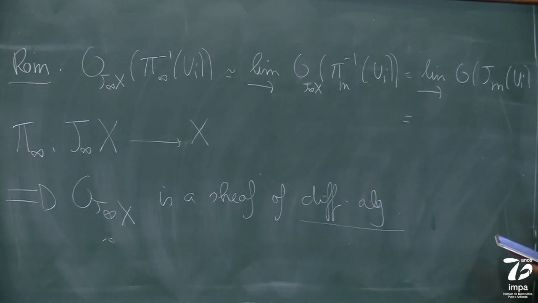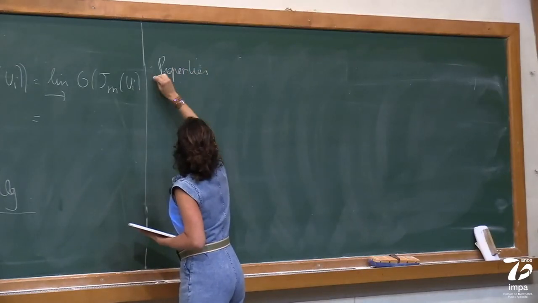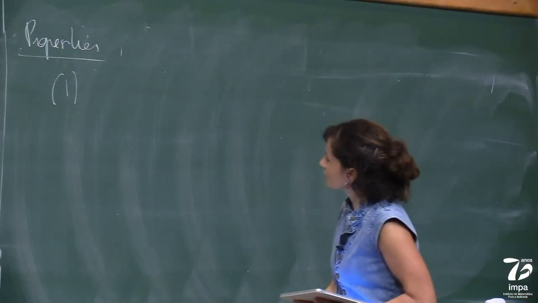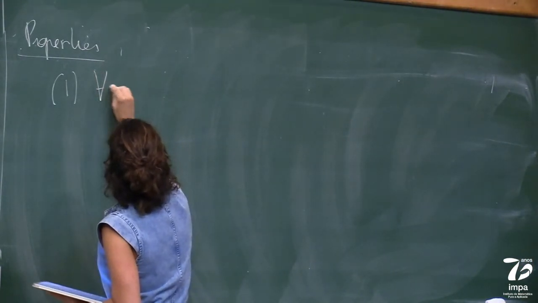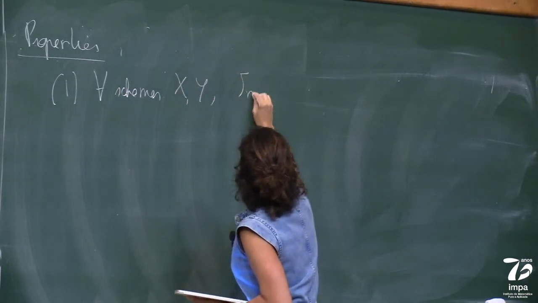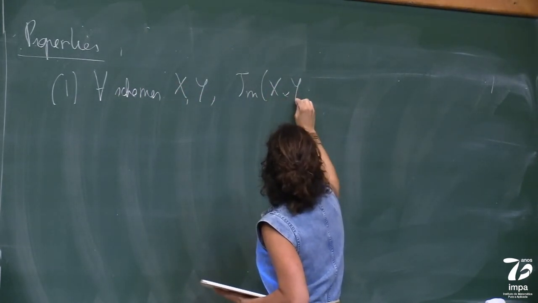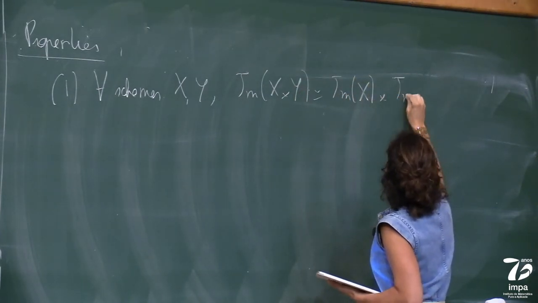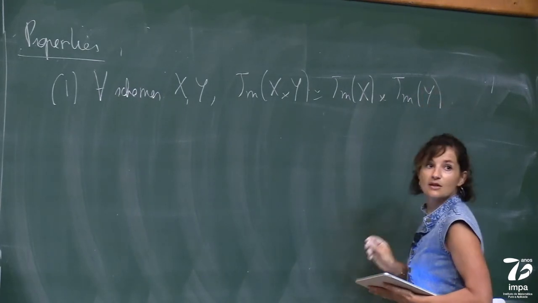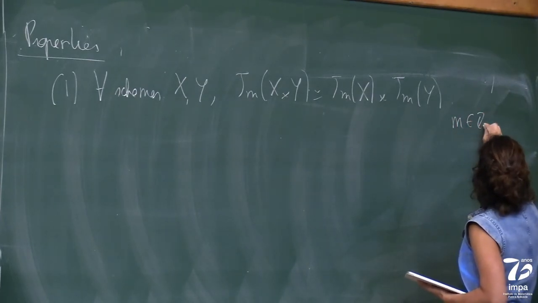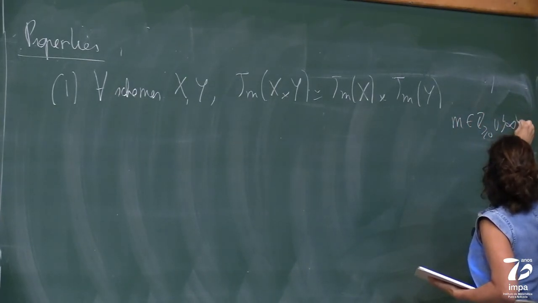All right, so I want to remark some properties. As an example, for instance, it's not so hard from the definition to check that for any schemes X, Y, the jet of the product is the same as the product of the jets. And of course, this holds also for arc space. So m is either a positive integer or infinity.